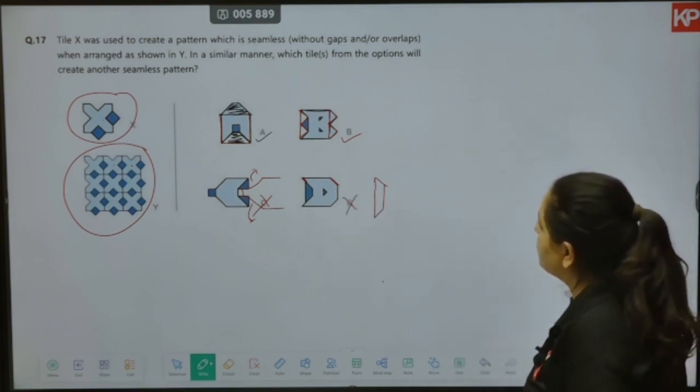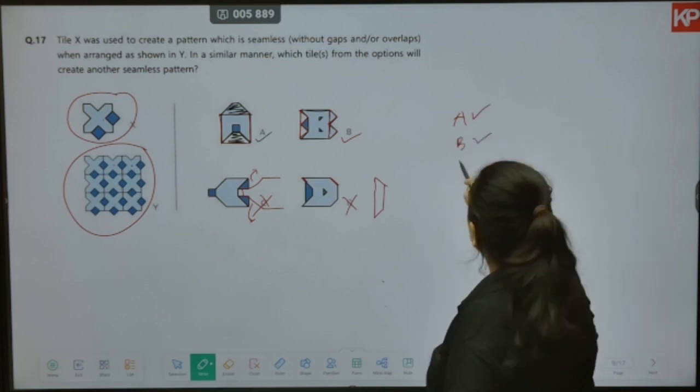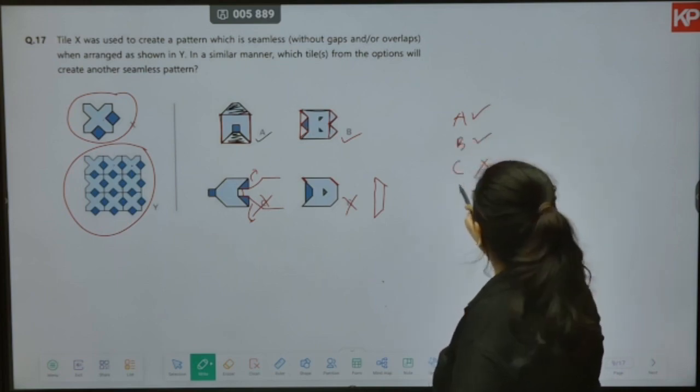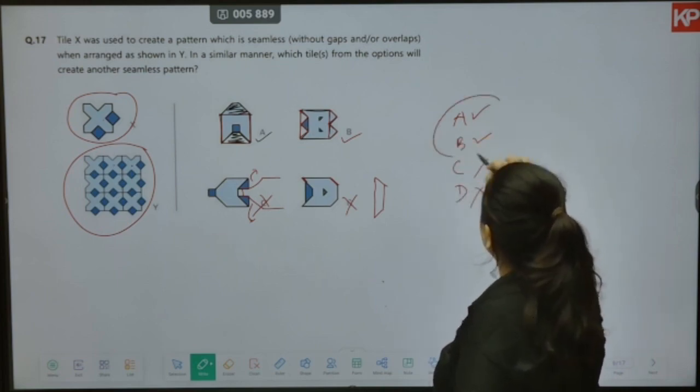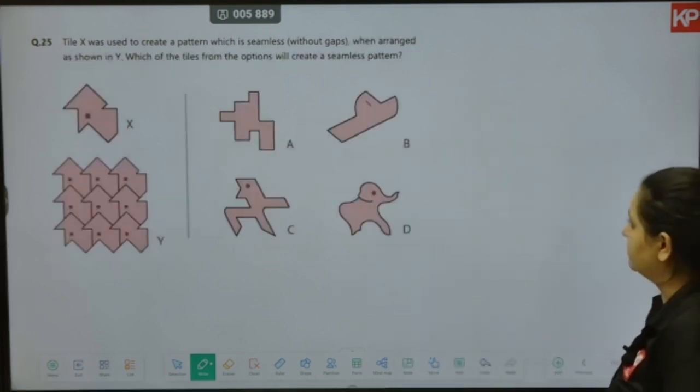So the correct answer here is A is going to tessellate, B is going to tessellate, C is not going to tessellate, and D is not going to tessellate. So in MSQ we have A and B as the correct answer.